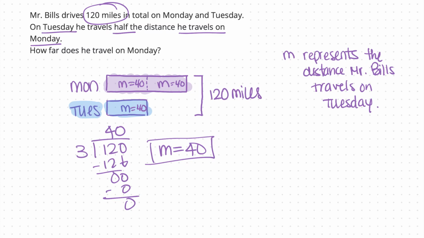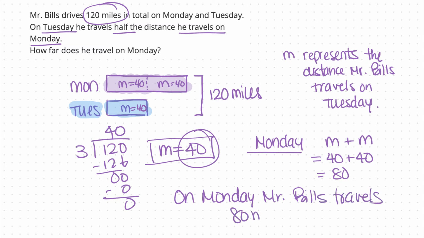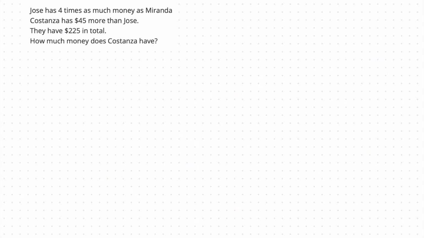So on Monday, we have 2 M's, an M plus an M, for how far he traveled. Since we've learned about this now, we can use substitution. Instead of M, we could say that it's 40 plus 40, which gives us 80. So our final sentence then is, on Monday, Mr. Bill travels 80 miles.